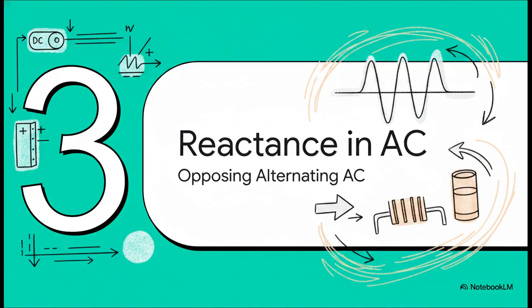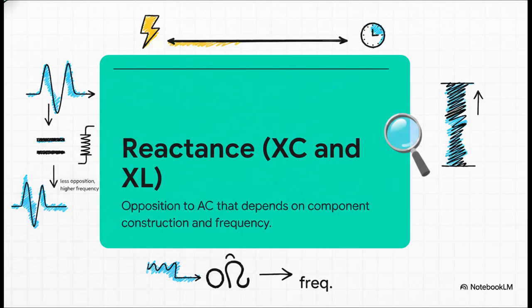Let's shift gears now into section 3, reactance in AC circuits. To really understand AC circuits, we have to master this concept called reactance. Think of reactance as the AC version of resistance. It's still measured in ohms, but it comes with a massive dynamic twist. Unlike standard resistance, which just stays exactly the same no matter what's happening, a capacitor or inductor's opposition to current actively changes depending on the AC frequency.